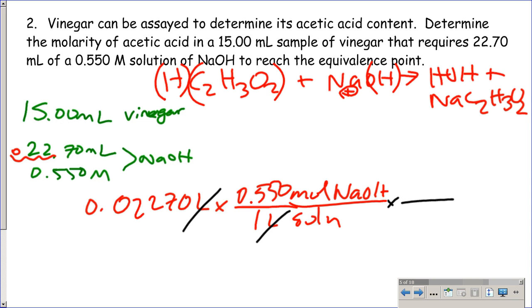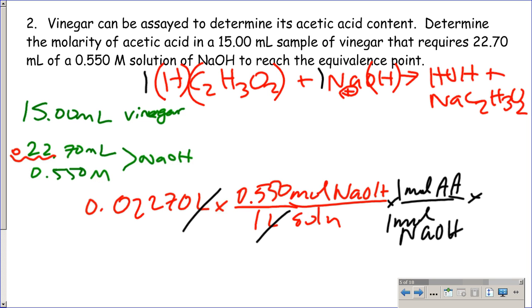So I'm doing a 1-to-1 mole ratio, right? Because it's 1 acetic acid for every 1 sodium hydroxide. So 1 mole of NaOH for every 1 mole of acetic acid, which I'm going to write as AA, just so I can have some space here. I could stop here, calculate moles, and then get molarity, or I can multiply by the reciprocal again.